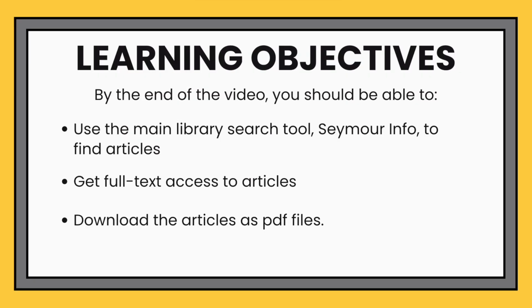In this video, I'm going to show you the easiest way to find appropriate peer-reviewed articles through our university library website. We'll use the main library search tool, which is the quickest way to get started, so you can find what you need without having to know which database to choose.